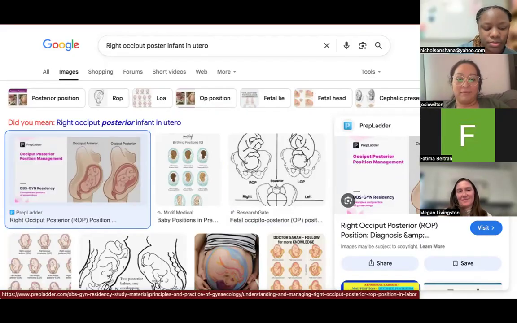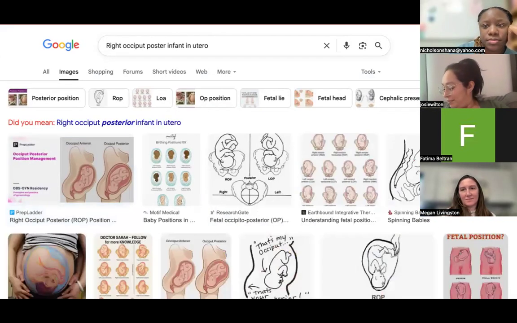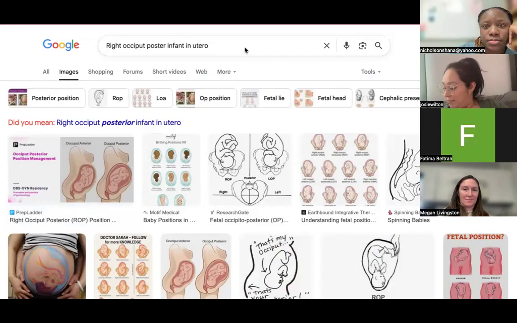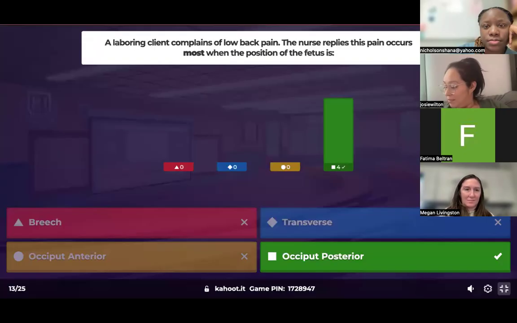If they tell you that the baby is sunny side up or looking up at delivery, that's an OP presentation, and they have really bad back labor. So if mom is having really bad back labor, what is a good position for her to be in?